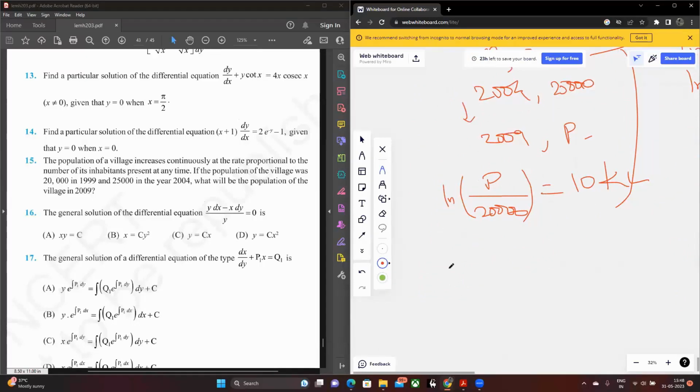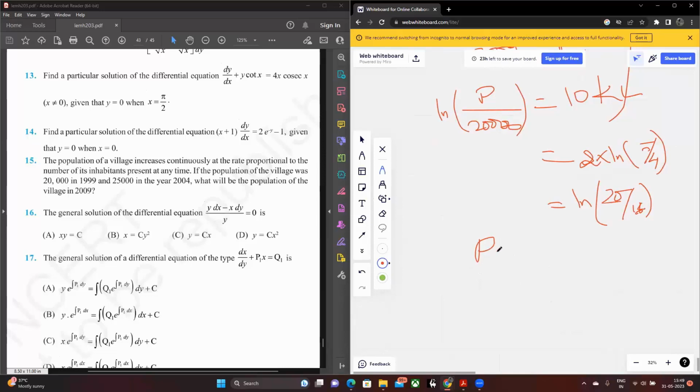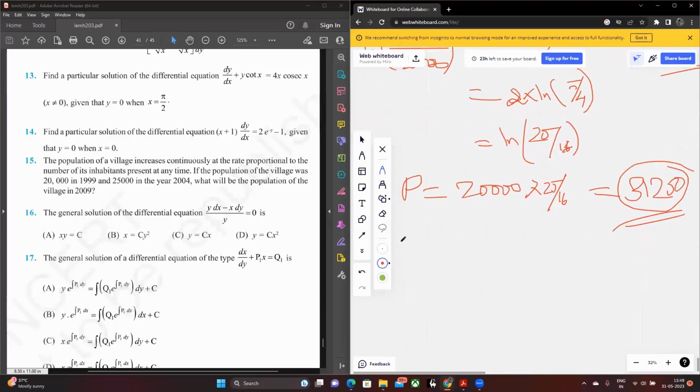So having this, since I know the value of k is 1/5 of ln of 5 by 4, this is basically twice, or this is basically 2 into ln 5 by 4, which is ln of 25 by 16. So basically, p is equal to 20,000 into 25 by 16. That is equal to 31,250. That's your answer.